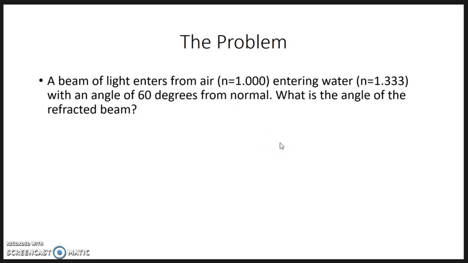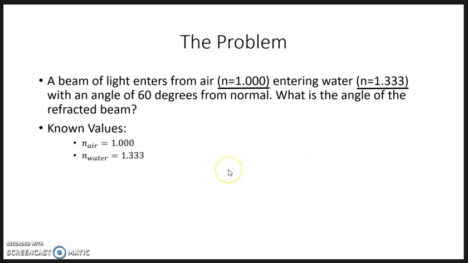So let's take a look at the values that are given to us, because it's always important to list out your known values. This n value is the index of refraction. Index of refraction is different for every material, so you have to see that it's in the air here. So when we write it down, we say it as n of air, or the index of refraction of air. The other one is the water's index of refraction, 1.333. And the last thing is 60 degrees from the normal.